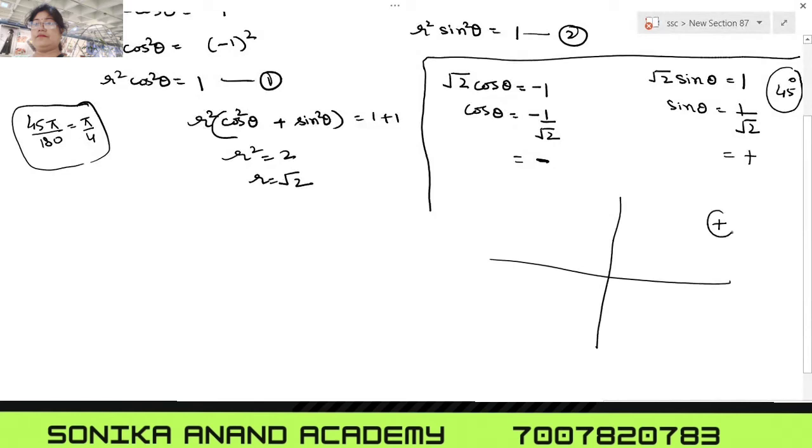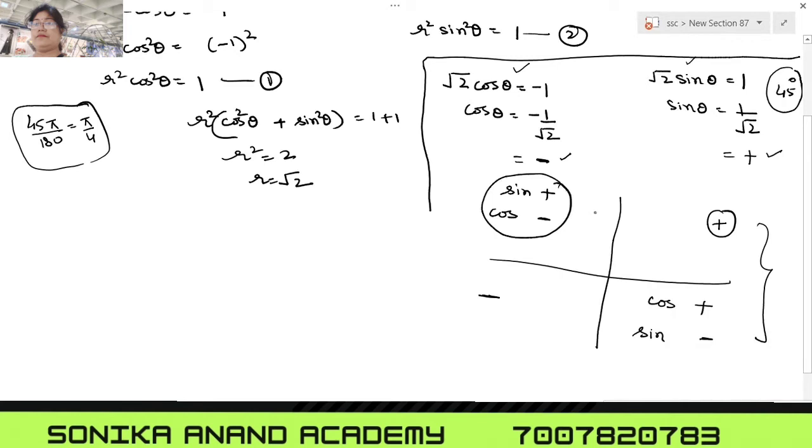Everything is positive for sine and cos. Clear? Here both are negative. Both sine and cos are negative. Here sine is positive, cos is negative. Here cos is positive, sine is negative. You just remember this one. Clear? So cos is negative and sine is positive, so it goes to the second quadrant.